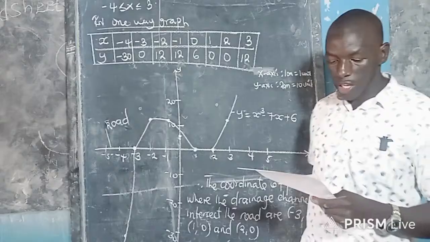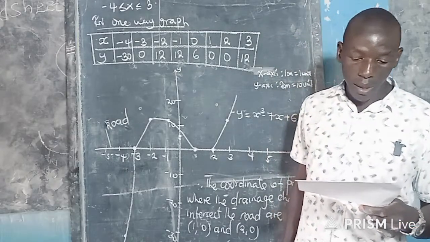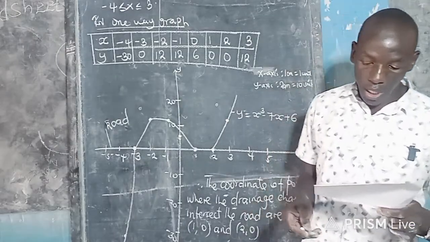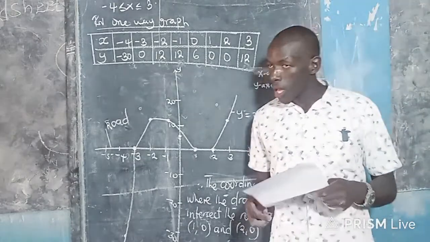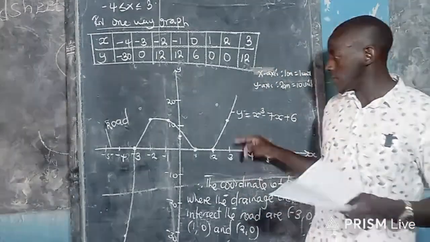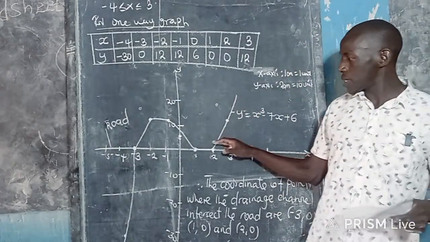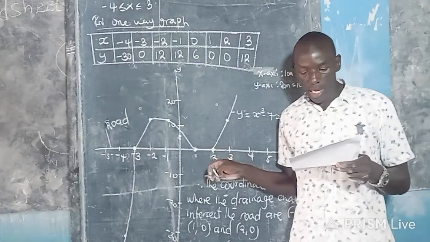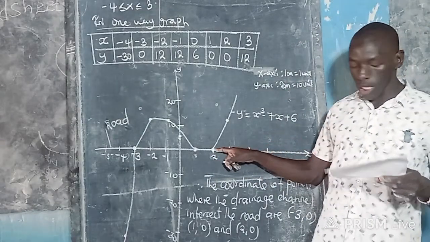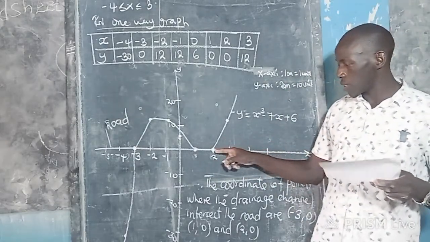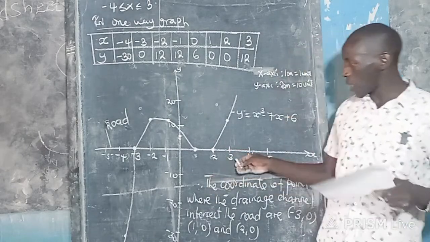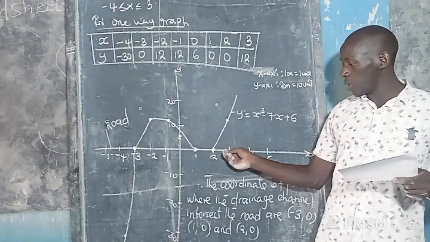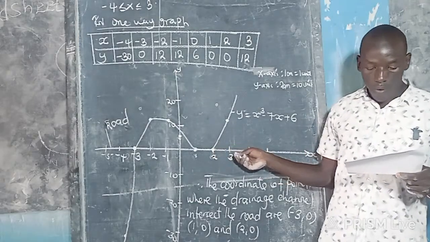In paragraph 2, they are saying that in addition, the company plans to construct a public washroom on the region enclosed by the drainage channel and the road. So the region contained by this drainage channel and the road is what they are talking about. They are saying the region is between x equals 2 and x equals 3, meaning that the washroom should be constructed within this given region.